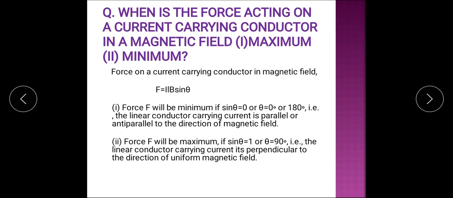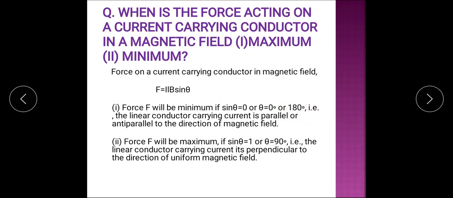Now let's see when is this force acting on the current carrying conductor maximum and when it is minimum. We have learnt just now that F is given by the expression ILB sine theta. So for force to be minimum, the value of sine theta must be minimum, and the minimum value of sine theta is 0. You must have learned this in your trigonometry chapter in mathematics. And for sine theta to be 0, theta must be equal to 0 or 180 degree.